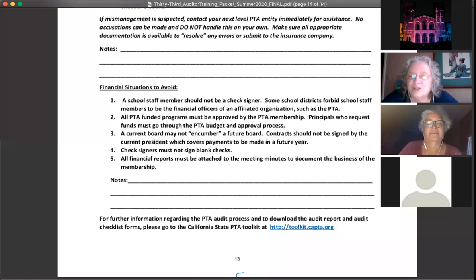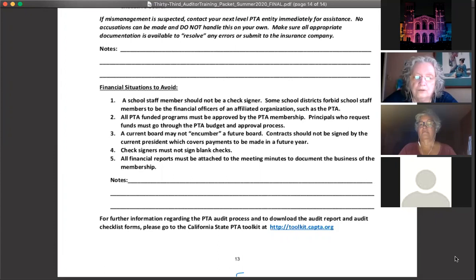So you want to make sure that you're not encumbering a future board, because the future board may say, hey, we don't want to do that. So it's important that a current board does not encumber a future board. Don't sign blank checks. You want to make sure that the treasurer's checks are not signed without being completed.